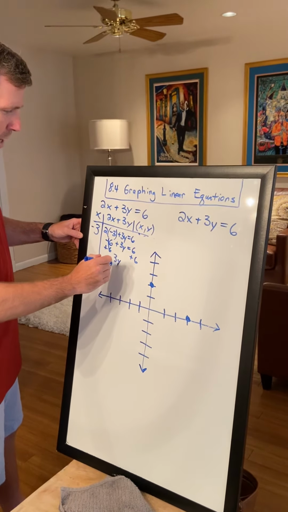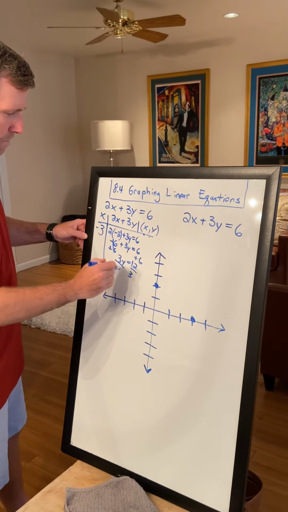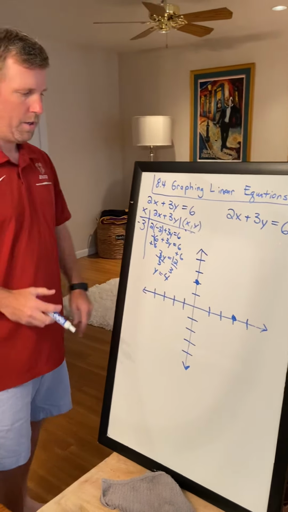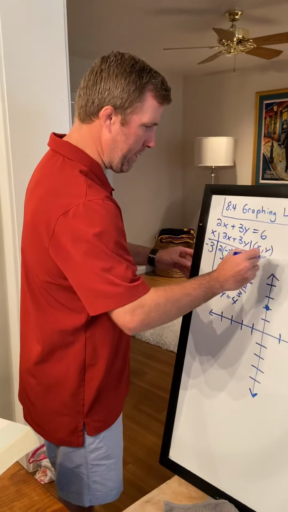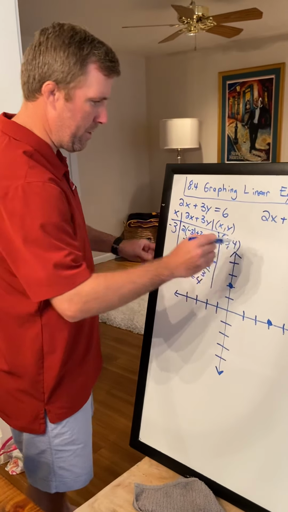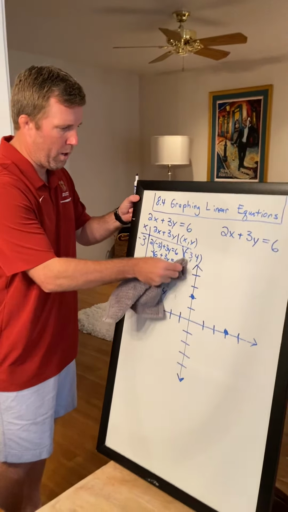So I get 3y equals 12. I divide each side by 3, and I get y equals 4. So that means the point negative 3, 4 should be on my line. So let's go ahead and graph negative 3, 4.